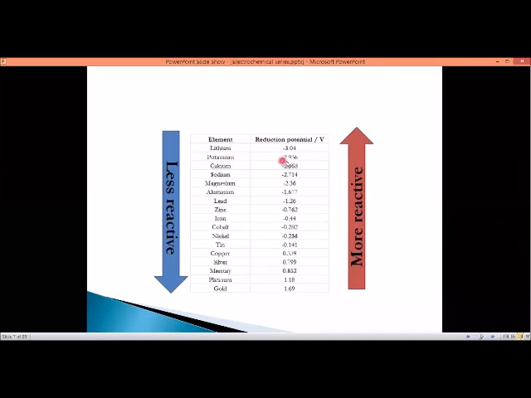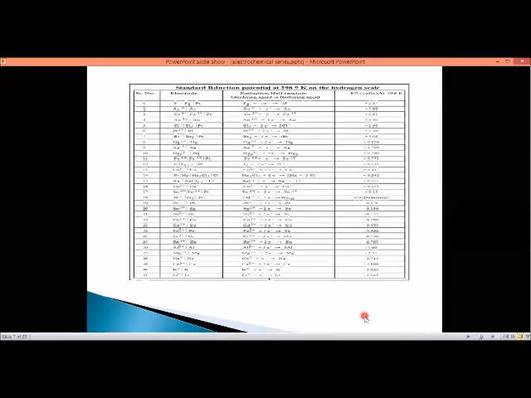So you have the value of potassium as minus 2.936, copper as 0.339. So what you can do is you can calculate the EMF of the cell. What is the EMF of the cell? E cathode minus E anode. Then taking the values, you can actually calculate the EMF of the cell. I'll show you further. Let's see.